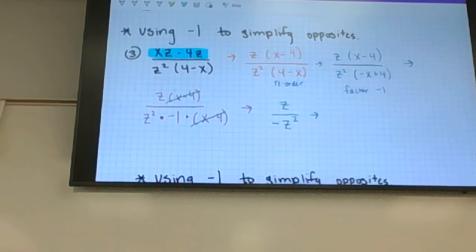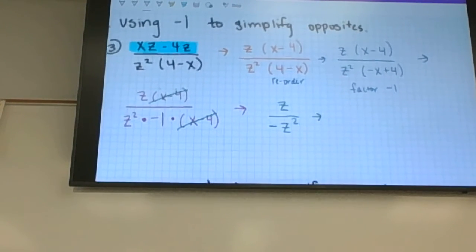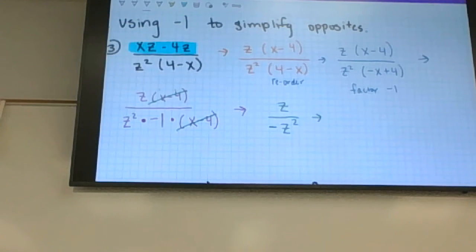So what we're left with is z over negative z squared. You can reduce mentally, or if you want to show the work, that would be negative z times z. One of these z's reduces, and this is negative 1 over z. There's a lot of work there that you can do as mental math, just kind of showing the whole process.